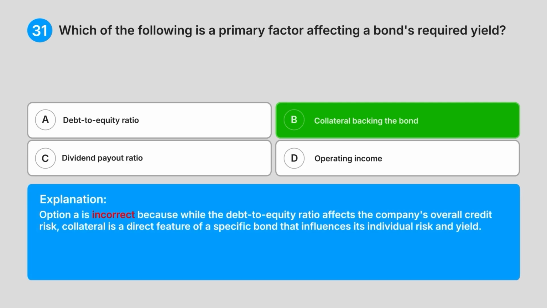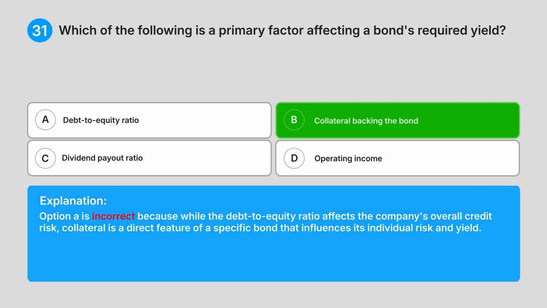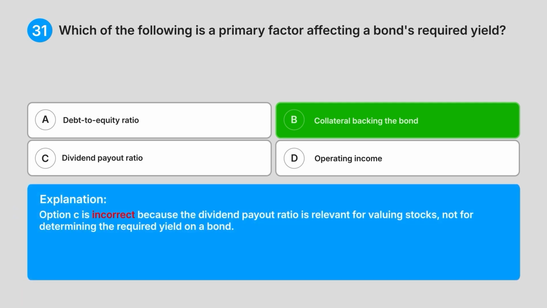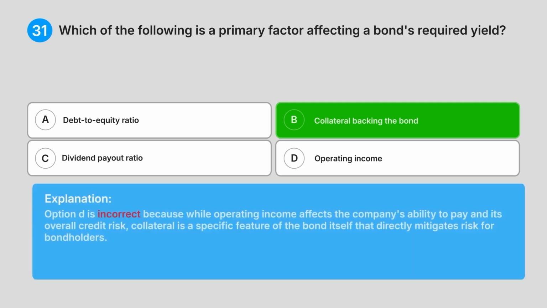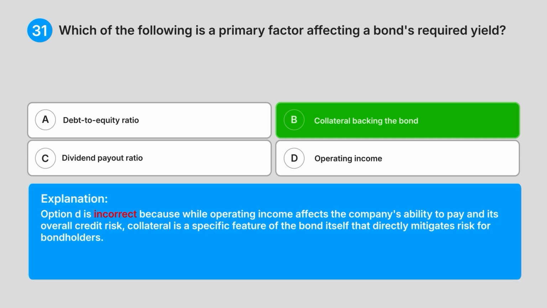Option A is incorrect because while the debt-to-equity ratio affects the company's overall credit risk, collateral is a direct feature of a specific bond that influences its individual risk and yield. Option C is incorrect because the dividend payout ratio is relevant for valuing stocks, not for determining the required yield on a bond. Option D is incorrect because while operating income affects the company's ability to pay and its overall credit risk, collateral is a specific feature of the bond itself that directly mitigates risk for bondholders.